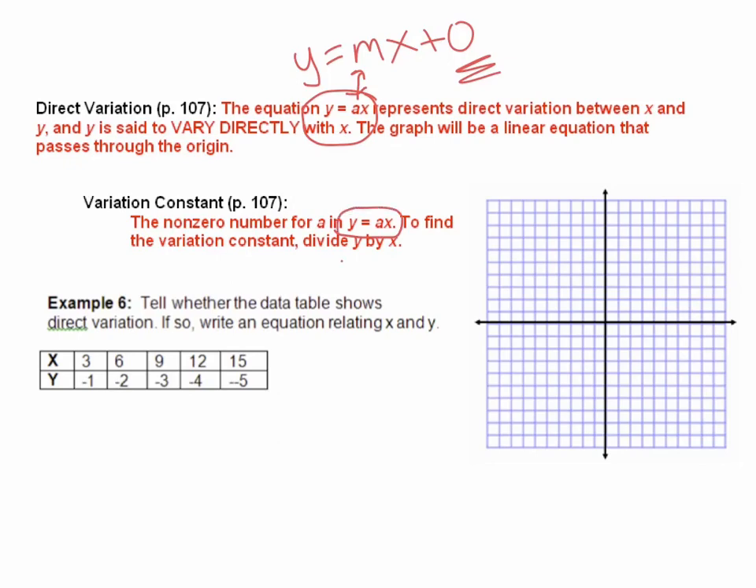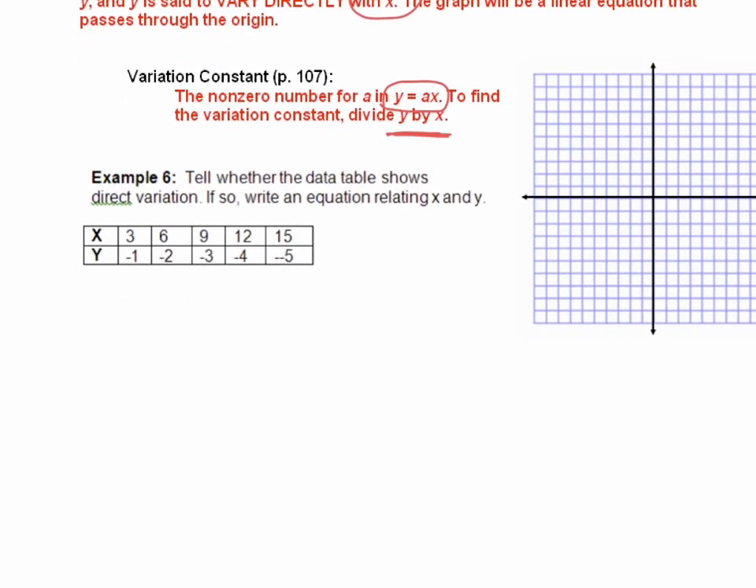And to find your variation constant, all we ever have to do is divide our y values by our corresponding x values to see if that variation constant exists. So here's what I mean by that last part. Take a look at example 6. I'm supposed to figure out, does that table show direct variation? So what am I responsible for doing? For the entire chart, I have to divide y by x, for every pair. And I should get the same number each time.